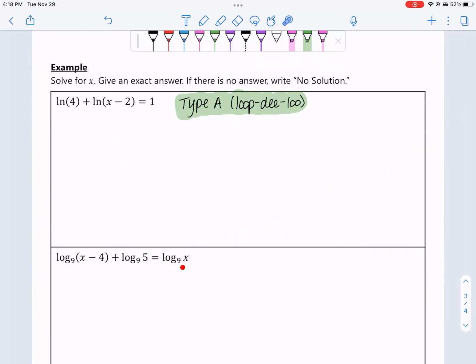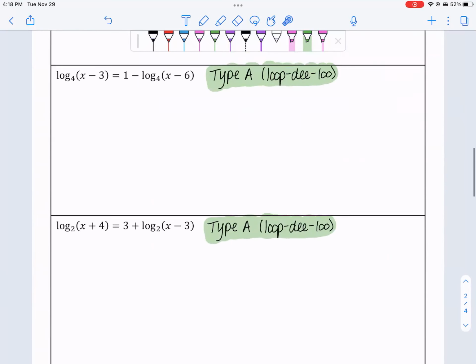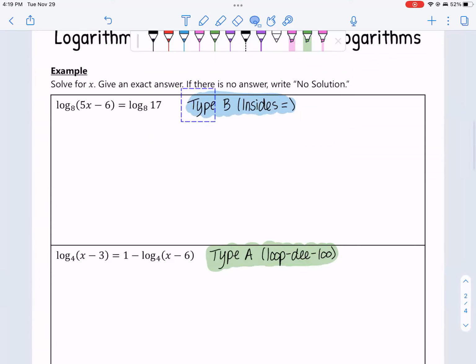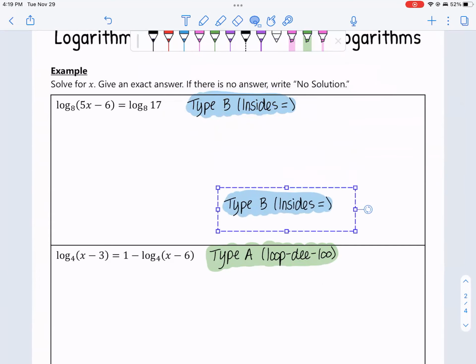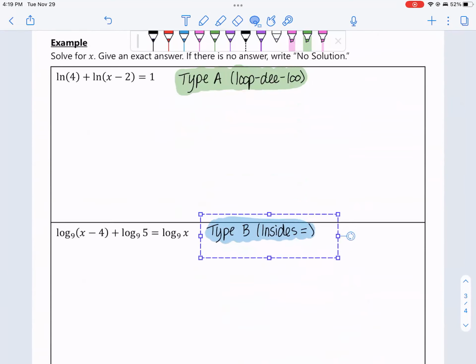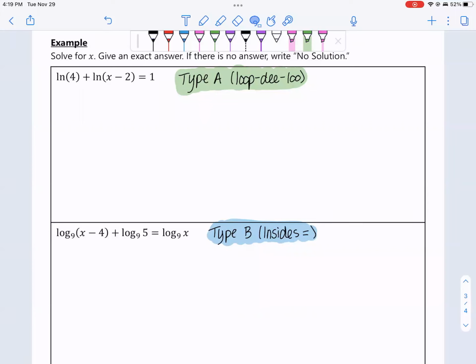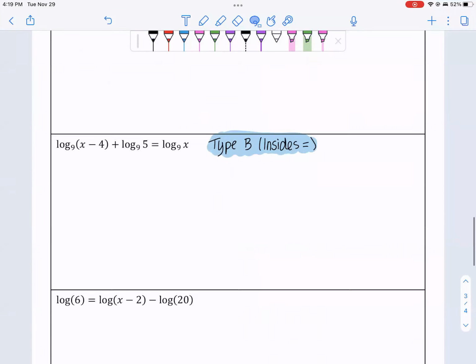Here, 3 different logarithms, but notice that there's not a term that's outside of a logarithm. Everything is in a logarithm. This is going to be a type B problem. There are no freestanding numbers, so we're going to end up doing insides equal. And I think this type of identification process is really, really important. Knowing how you're going to attack a problem before even starting it, really helpful.